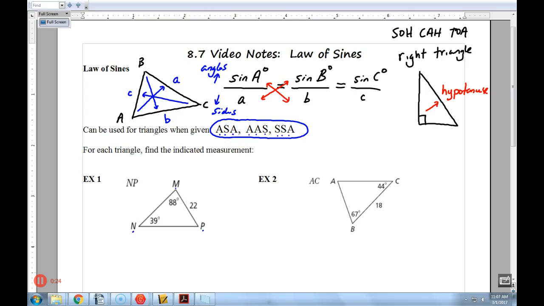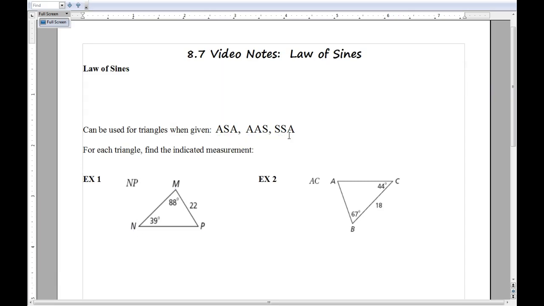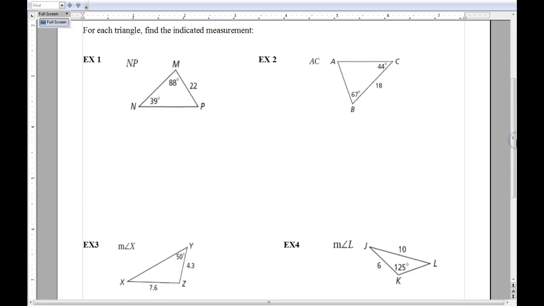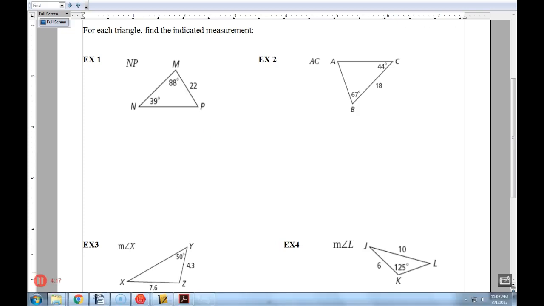I think this will make a little more sense once we start the examples, and you'll get the feel of the flow of the setup. So let's jump right into this. The directions say for each triangle, find the indicated measurement. They didn't put an X or a question mark, but number 1, it looks like we want to find NP.